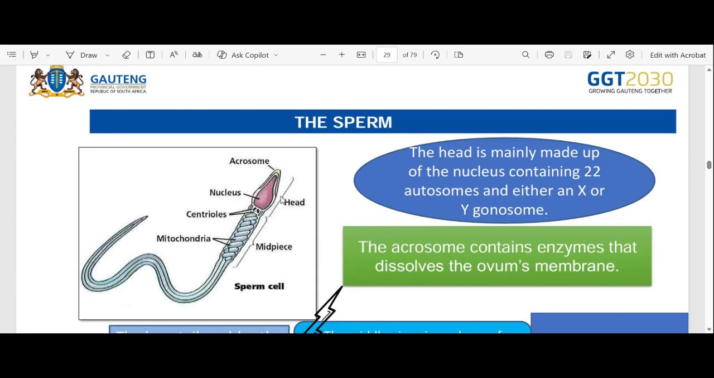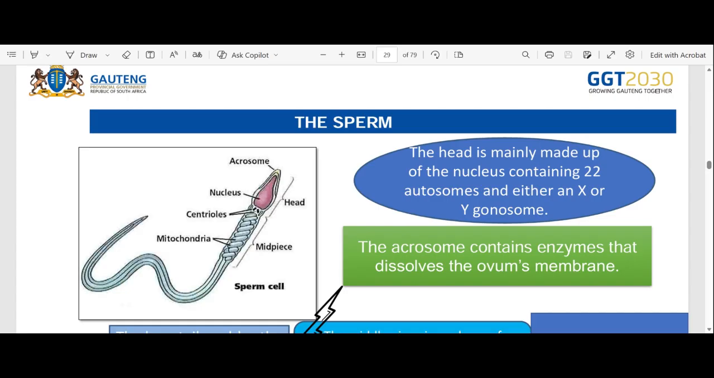Within the head of the sperm, you have the nucleus. What's the function of the nucleus? The function of the nucleus is that it contains genetic material. Since this sperm comes from the male reproductive system, it contains 22 autosomes and one X or Y chromosome. So it can contain an X or Y chromosome.